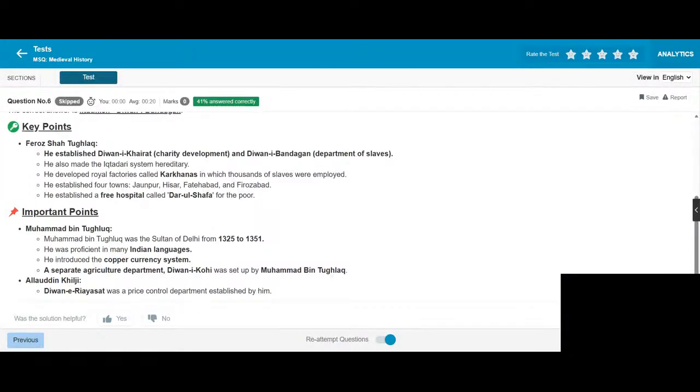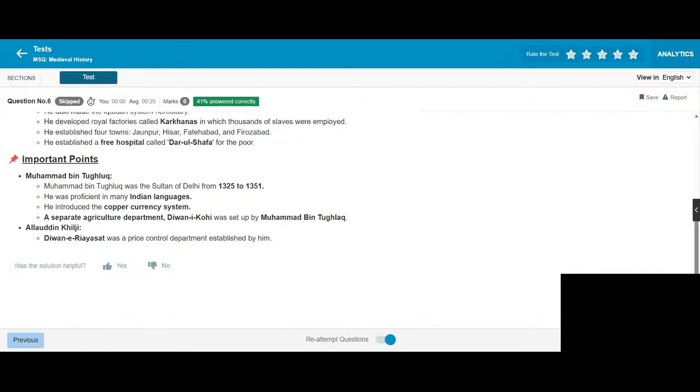Muhammad bin Tughlaq was Sultan of Delhi from 1325. He was proficient in many Indian languages. He introduced the copper currency system. A separate agriculture department, Diwan-e-Kohi, was set up by Muhammad bin Tughlaq. Alauddin Khilji established Diwan-e-Riyasat, a price control department.